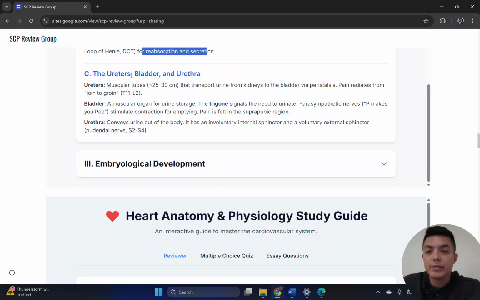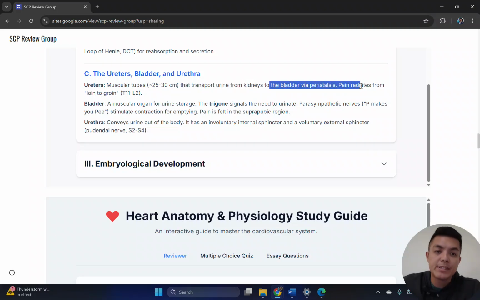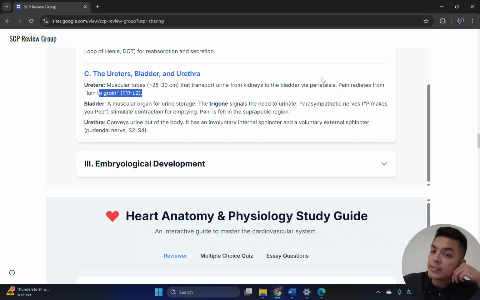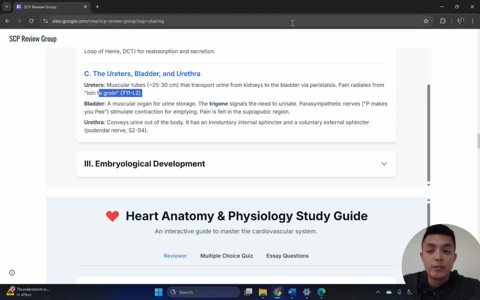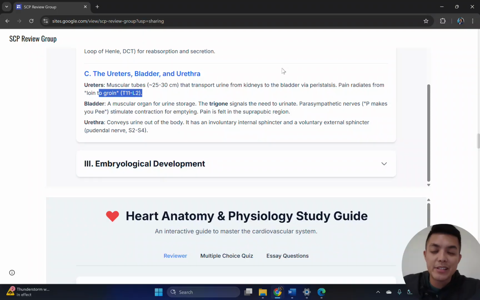Next are the ureters, bladder, and urethra. The ureters are muscular tubes, 25 to 30 centimeters, and they transport urine from the kidneys to the bladder via peristalsis. Pain radiates from loin to groin, T11 to L2. If your patient in your clinic says they have pain that's coming from the loin going to the groin, it's in the ureters, and most likely your culprit is stones.